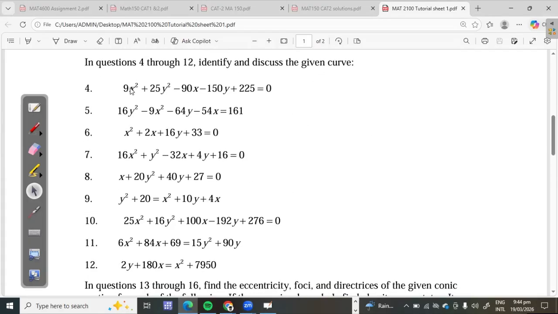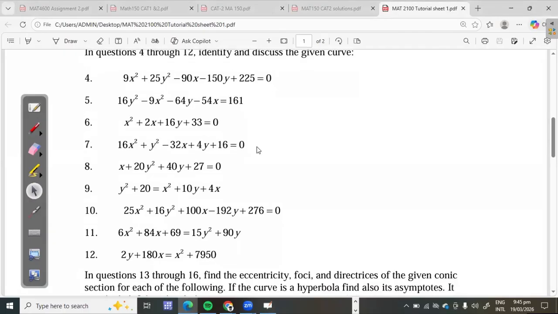Just to make mention of something here, because I'm not going to cover this question: to simply identify these equations and to discuss them, you just complete the square when you group the terms, that is the x and the y. Then appropriately you divide and see what conic section you're going to have, whether it's an ellipse, a circle, a parabola, or a hyperbola.